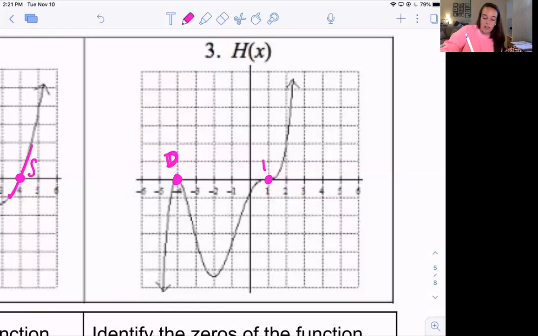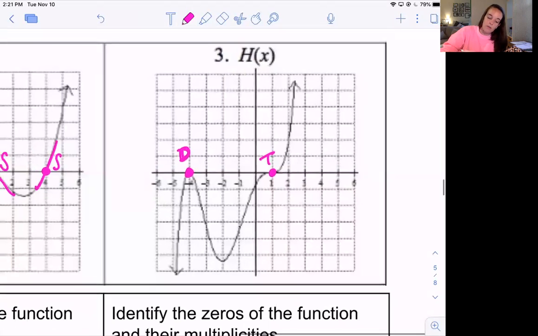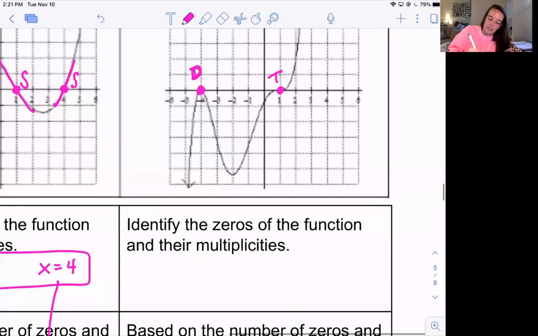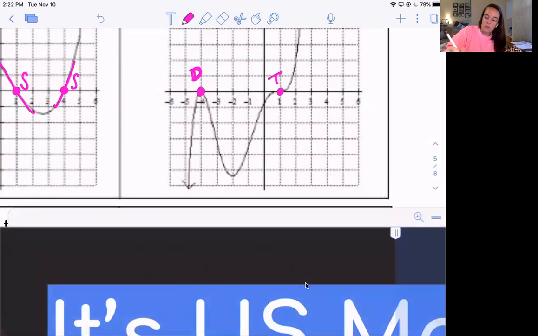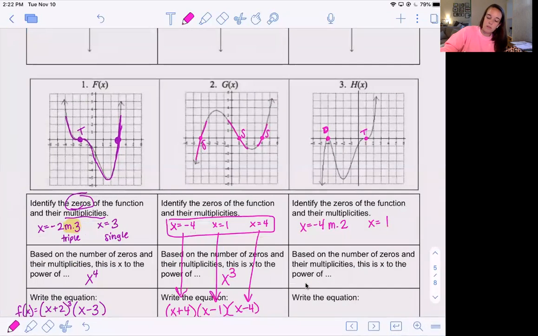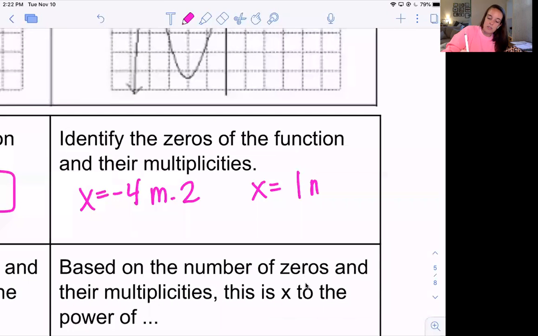Triple. Yeah, Araceli, you're right. A triple, right? Good job, guys. It's a triple root there. So I would say that x equals -4 multiplicity 2. How would I write the other 0? X equals what? Yeah, x equals 1. Sorry about that zooming. X equals 1 multiplicity 3.